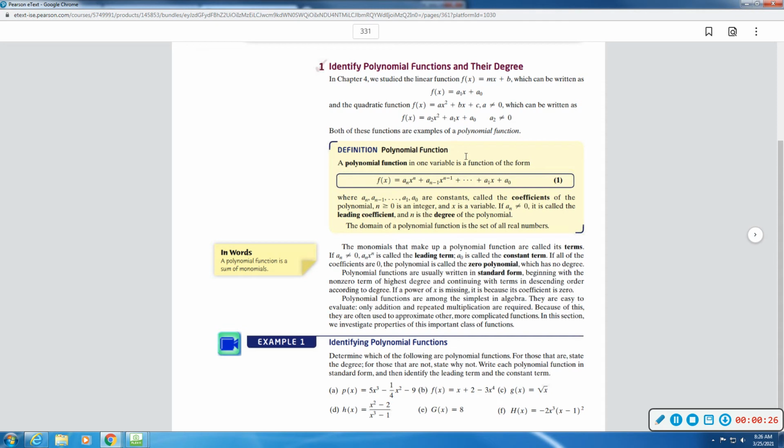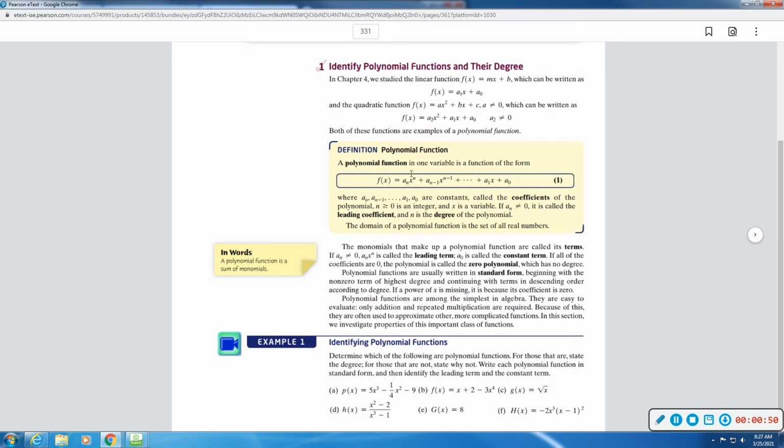So a polynomial function is in one variable, so you'll have one letter, namely x, and these other letters you see will be numbers. So this a_n and a_(n-1), these are like an index counting. And those numbers are constants, called coefficients.